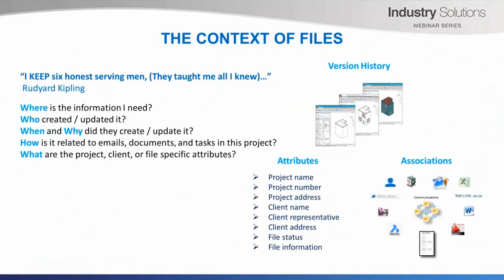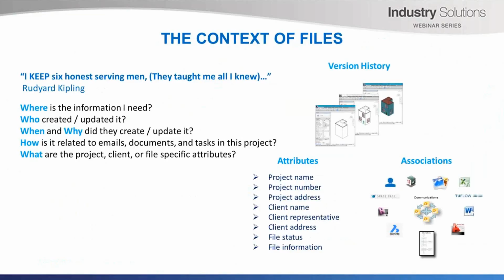Once you've found the files you need, you want to understand the context of that information. Who created or updated the file, when they did it, and why. Even more important, how is this file related to other emails, documents, or tasks in this project? Also, what are the specific attributes of this file? This could be any metadata your organization wants to capture, from a project number or job location to specific file attributes like the status of a drawing or proposal.